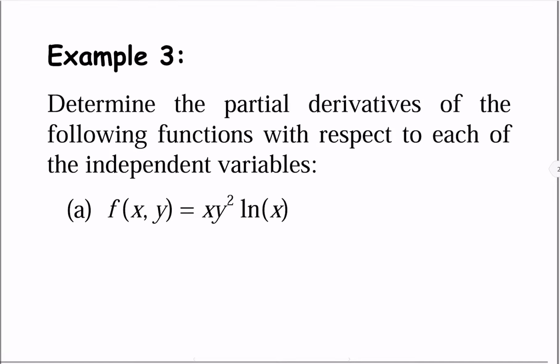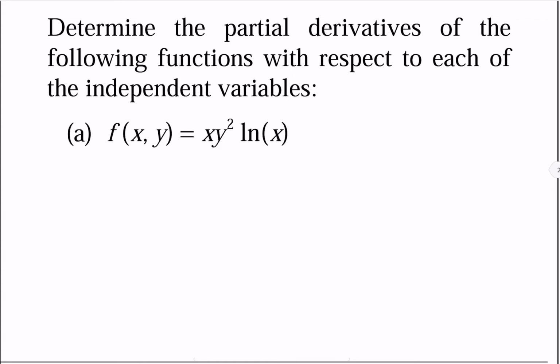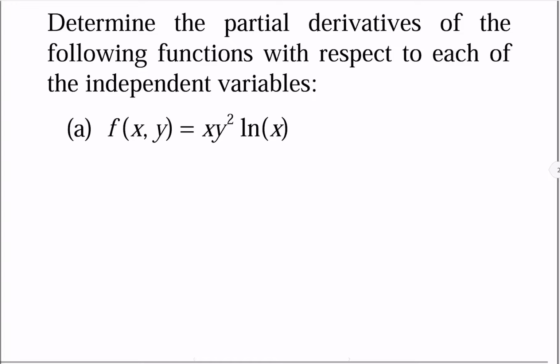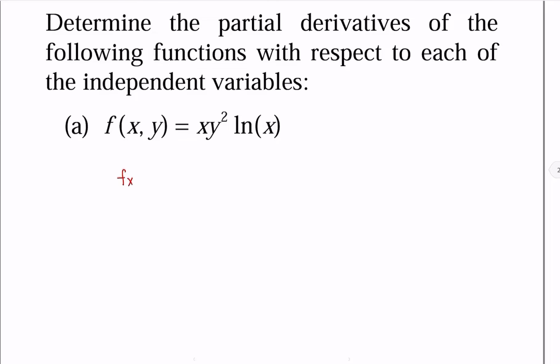Now let's look at the example here. Determine the partial derivative of the following function with respect to each of the independent variables. So we want to find f x and also f y. What are our independent variables? x and y. So we want to find the partial derivative with respect to x and also with respect to y.